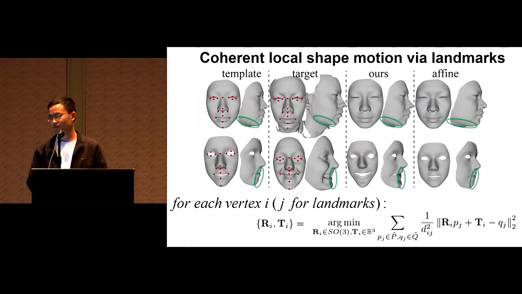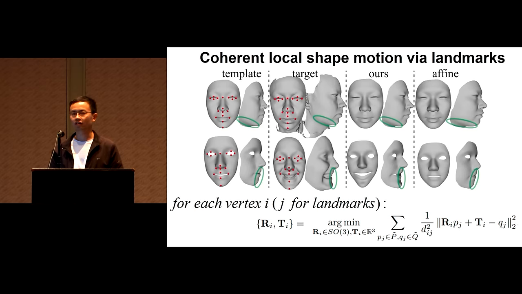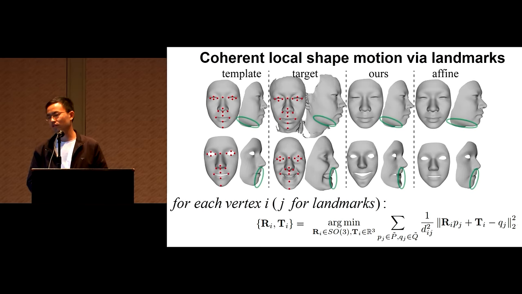We formulate the correspondence problem such that each vertex holds a different individual local rigid transformation. The weight for each local transformation is inversely proportional to the distance to each specific landmark. In this way, neighboring vertices hold similar local transformations such that coherent local motion is guaranteed. And also, for a specific landmark, the weight is infinity as the denominator is zero. So landmark correspondence is also strictly guaranteed.